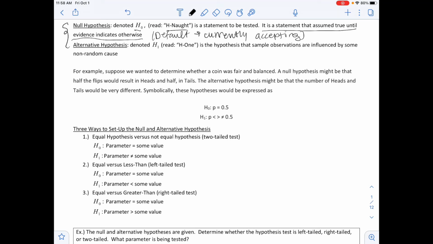Versus our alternative hypothesis, which is denoted H1. We also see this sometimes in other books or resources as H sub A, but the one our book is using is H1. It is the hypothesis that the sample observations are influenced by some non-random cause. And this is what you're trying to test.